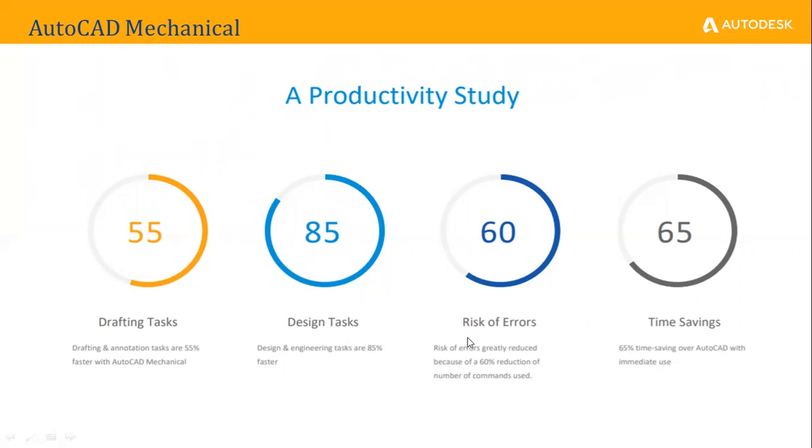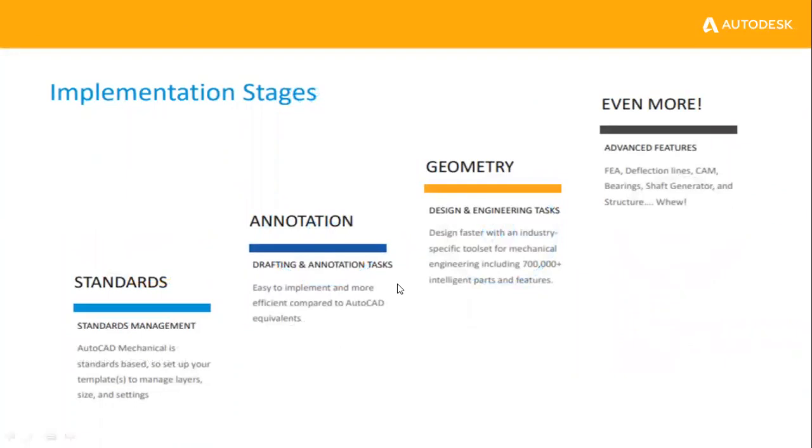Okay, so we can also reduce our errors, and finally we are able to save time when moving from AutoCAD to AutoCAD Mechanical. There are some productivity tools that we're going to see right now, and this is based on the study of how it helps manufacturers reduce overall tasks and time. There are various stages of implementation of this AutoCAD Mechanical. If you come to the standards, and this is your annotation, based on the design and engineering tasks, we will have many components which will reduce many of your headache tasks.